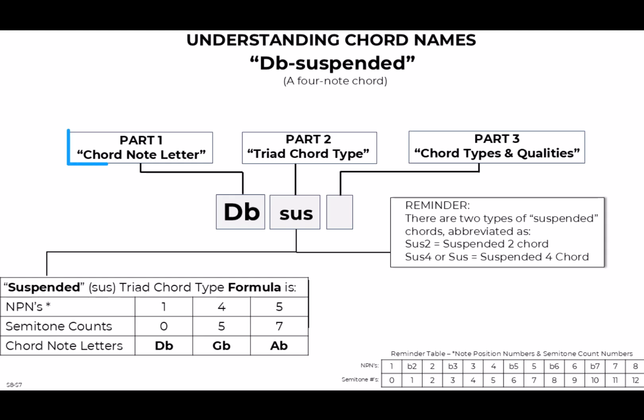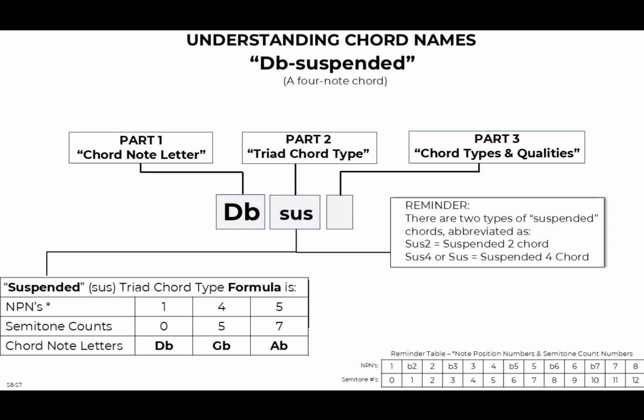As we see in Part 1, the name of this chord begins with the D-flat note, so obviously that becomes the starting note of this chord. In Part 2, we can see the abbreviation SUS, which is short for suspended, which is our triad chord type. Notice also the reminder in the right box, which explains the naming of the two different types of suspended chords. Thus, this example chord only uses the SUS abbreviation, so we assume it to be a suspended 4 chord.